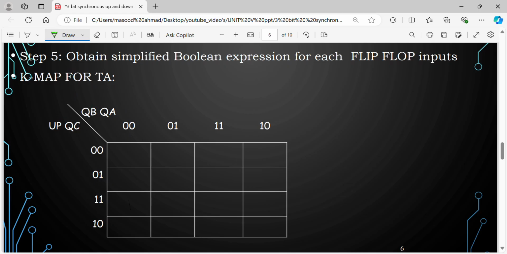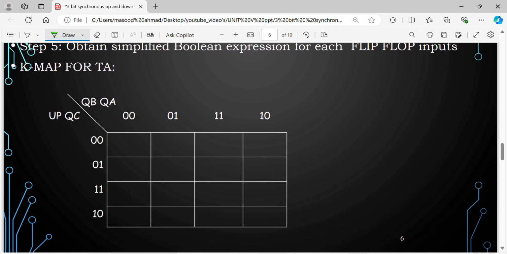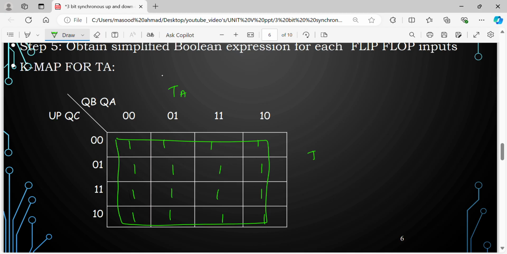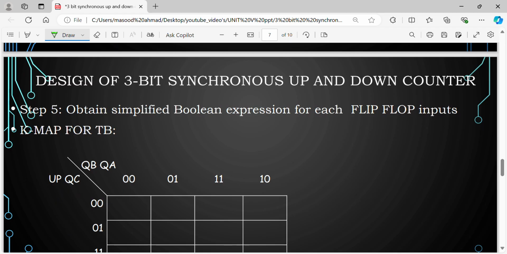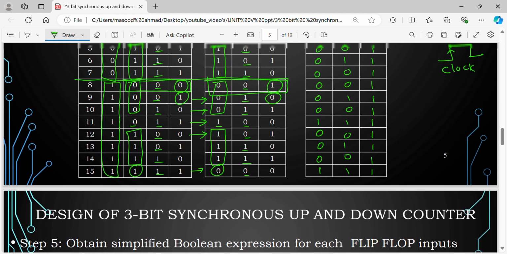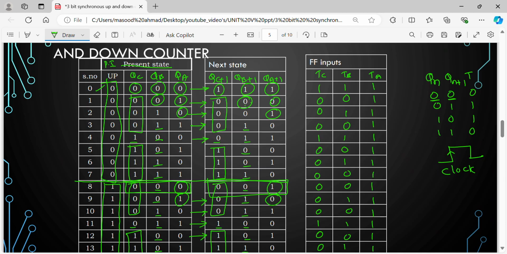Now use the values of TA in the KMAP. So what exactly is it? It is 1 always. So 1 1 1 1 1 1 1 1 1 1 1 1 1 1, all 16 ones. Combine them, what you are going to get is this, for TA. We are going to get the expression for TA as well. Next, what exactly I need is TB. If you want TB, just look at the things. Okay, write the expression for TB.